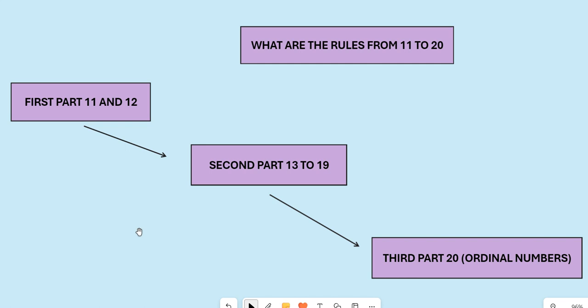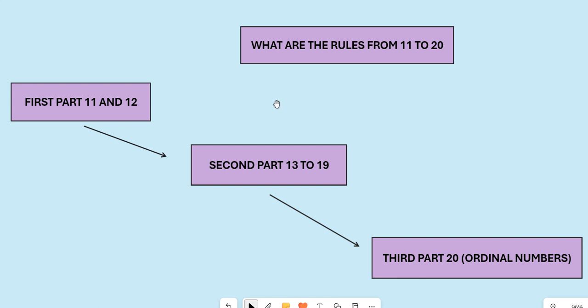So now let's move on to the first topic here. The first topic in this lesson is the rules for 11 to 20. I have divided the rules of numbers into three parts to make it easier for you to understand. So inshallah, there are rules from 11 to 20, but I will just cover the rules of 1 to 10 quickly in this lesson, just because most people don't remember the rules of 1 to 10. So I will just quickly go through that.